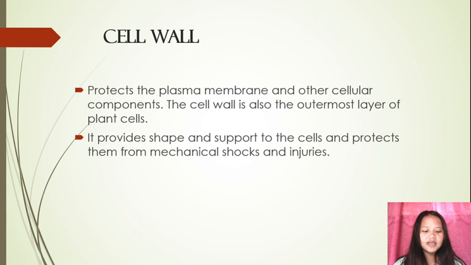Cell wall. The cell wall is the most prominent part of the plant cell's structure. It is made up of cellulose, hemicellulose, and pectin. The cell wall is present exclusively in plant cells. It protects the plasma membrane and other cellular components. It provides shape and support to the cells and protects them from mechanical shocks and injuries.